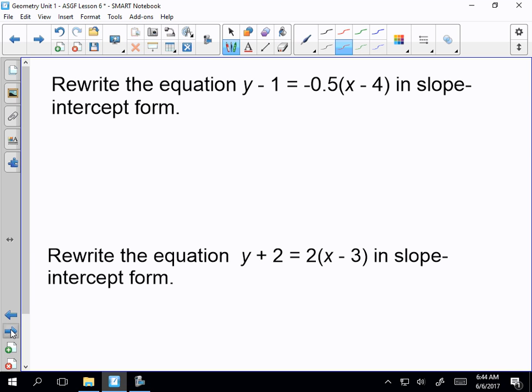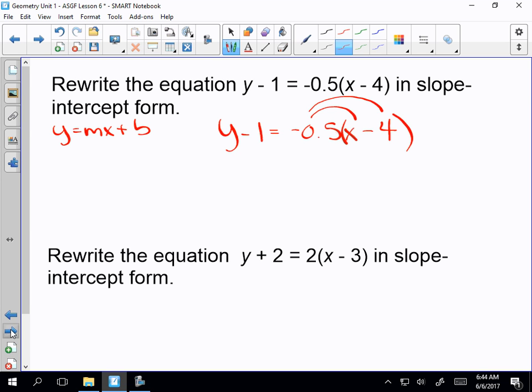Okay, now, we talked about this a little bit earlier. How can we rewrite an equation in slope-intercept form? So we have our given equation, and we want to rewrite this in slope-intercept form. Slope-intercept form just means y equals mx plus b. So we want to simplify, we want to get rid of the parentheses. Remember, the parentheses are requiring us to distribute the slope value.